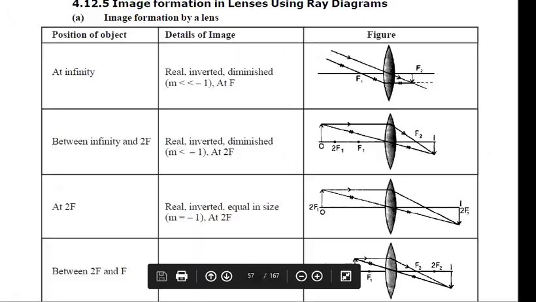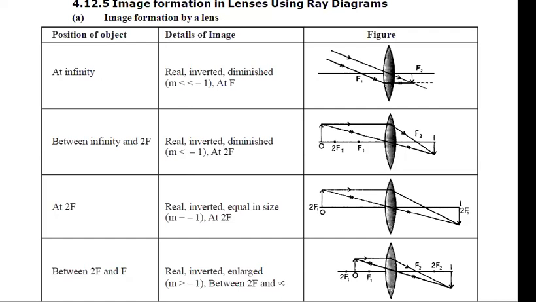Think about it. Because when you talk about drawing images, don't you think that this would be same as the one we did in mirror? So we have these cases. First case is infinity, when the object is at infinity. So we know that when the object is at infinity, then the image will be at focus. Yes or no? Tell me. This is what we have studied in mirror also, right? And what can we say about the nature of the image? Let's think about it. Is it real or virtual? Tell me, is it real or virtual?